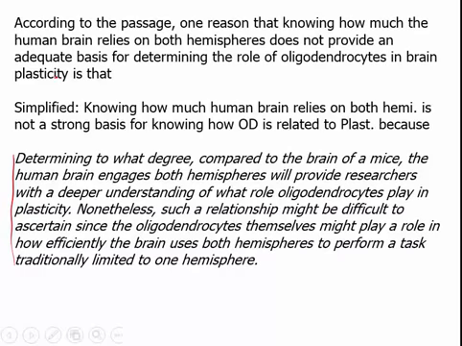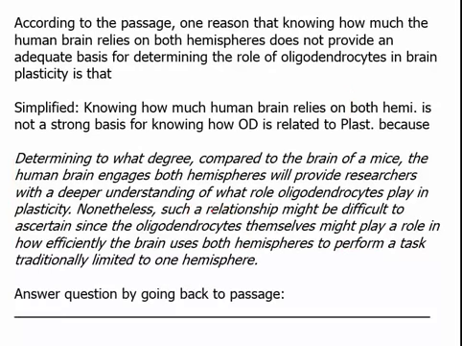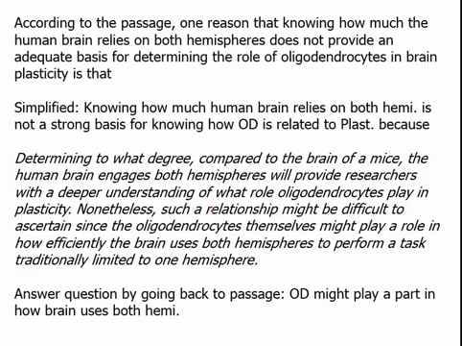So again, knowing how much the human brain relies on both hemispheres is not a strong basis for knowing how OD is related to plasticity because, well, it seems that OD itself can play a role in how the hemispheres talk to each other or communicate or operate. And so we can't say, oh, well, if we know the hemispheres are involved this much, let's say 40% in plasticity, the rest must be oligodendrocytes or ODs. If there's an overlap there, meaning that for both hemispheres to perform this task, they actually rely on OD, then it's difficult to use OD to determine plasticity. So therefore, our answer to the question is OD might play a part in how the brain uses both hemispheres.